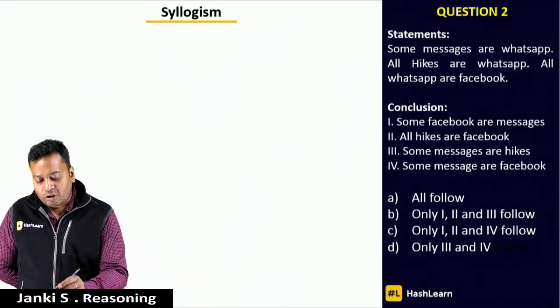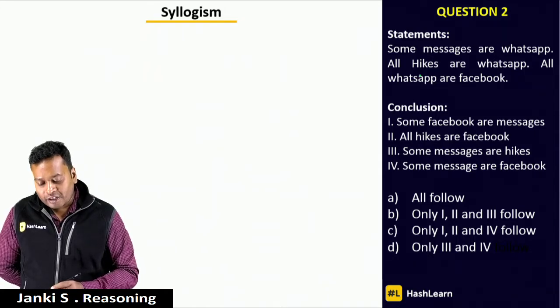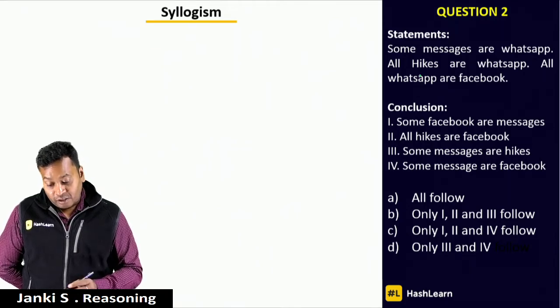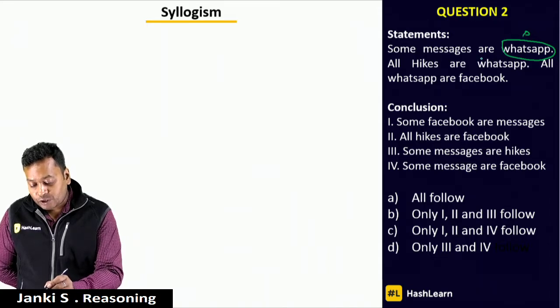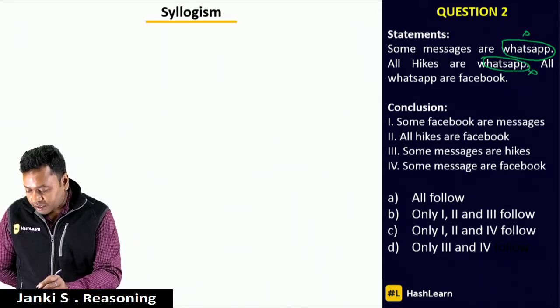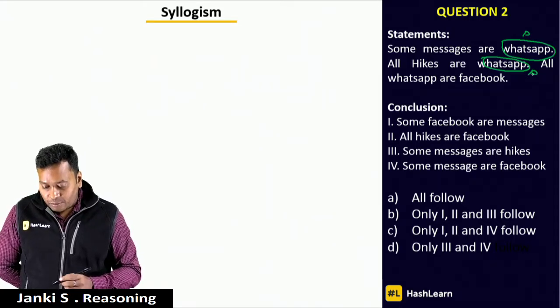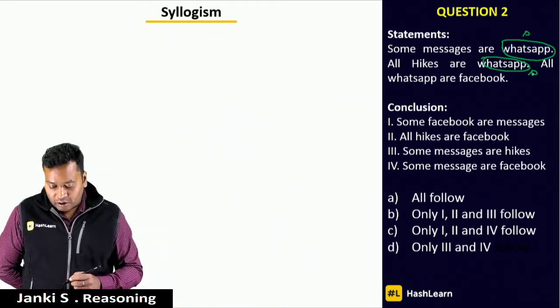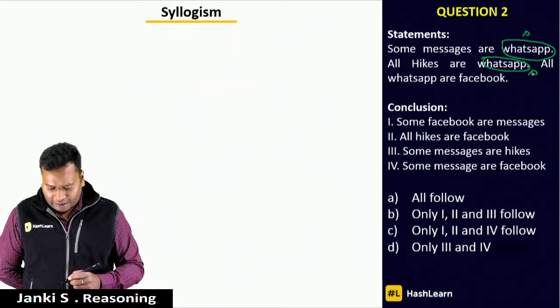Some messages are WhatsApp and all hikes are WhatsApp here, right? So here it's saying some and all condition is there, right? So now I have to check because WhatsApp is available at the predicate part here and WhatsApp is also available at the predicate part here, right? So that's my relation given. So now I have to check whether I can find out the relation between messages and hikes or not. Let's check. Messages and hikes, I can have a possibility, not exactly.